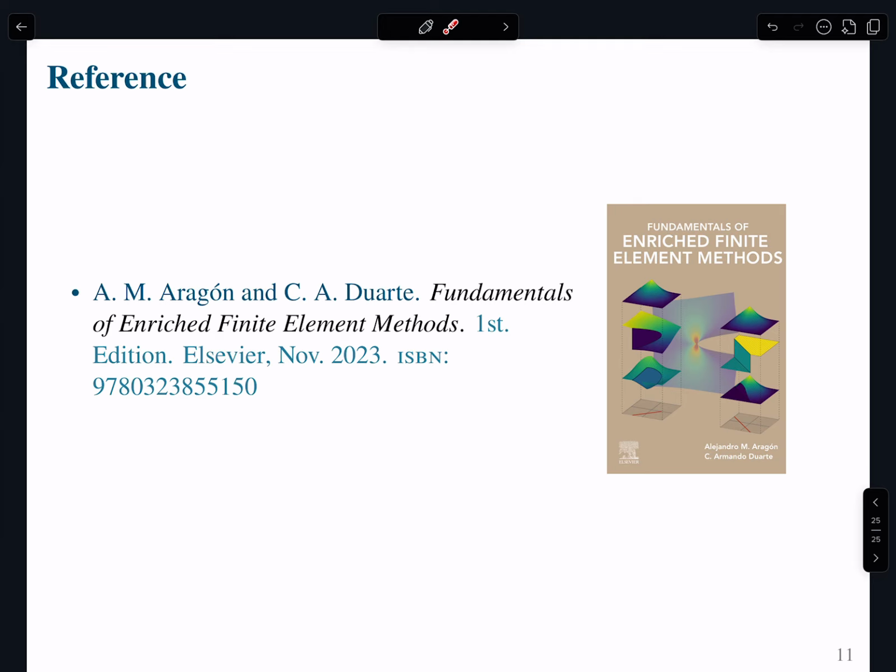In the next lecture, we're going to look at isoparametric formulation, and then we're going to delve into the world of PFEM.